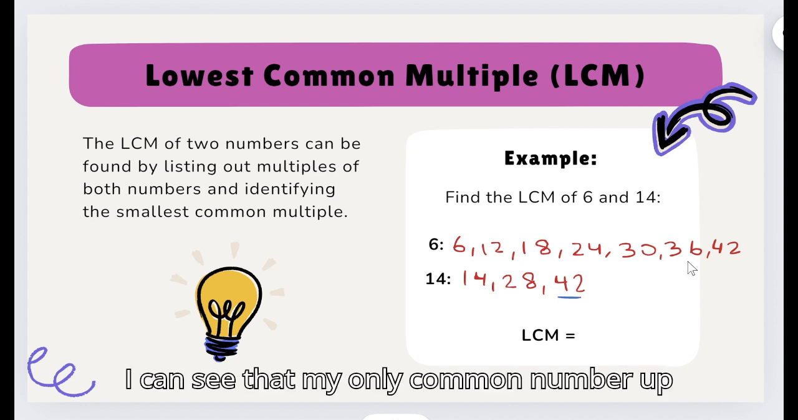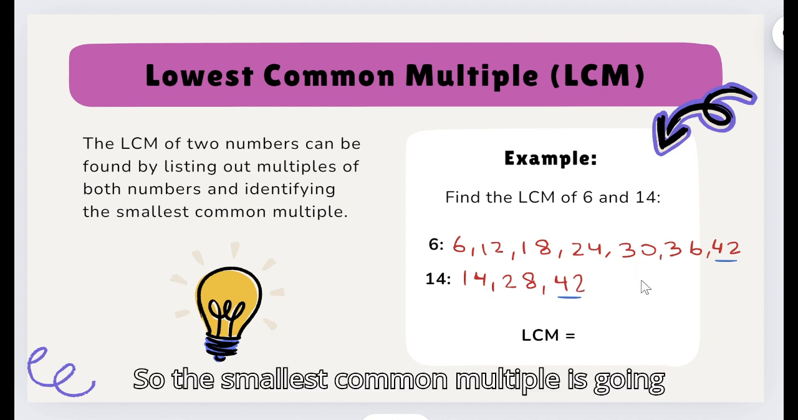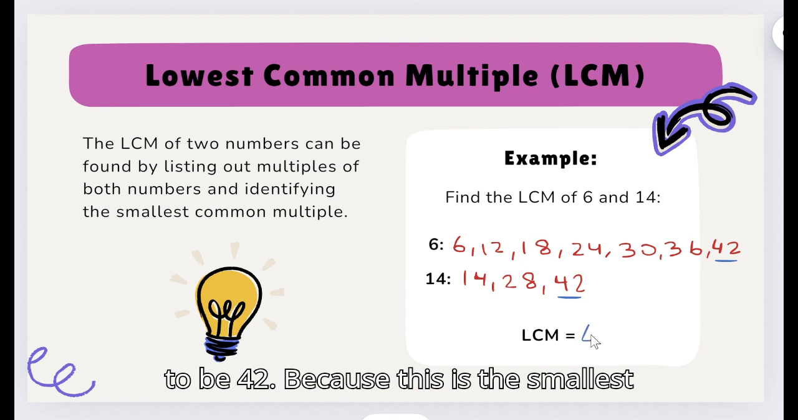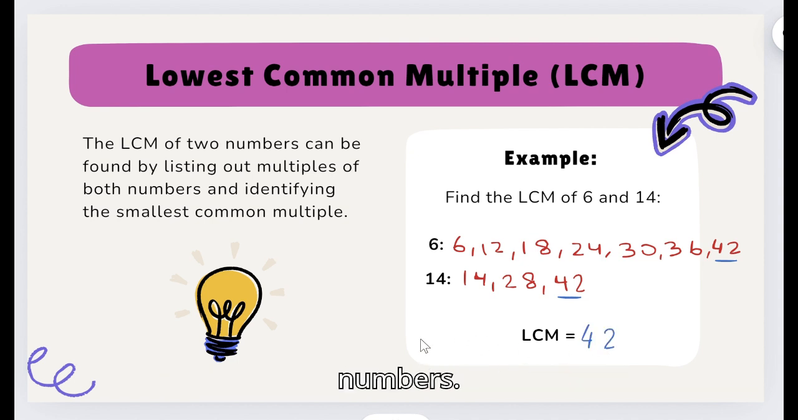I can see that my only common number up till now is 42. So the smallest common multiple is going to be 42 because this is the smallest number which is common in both the numbers.